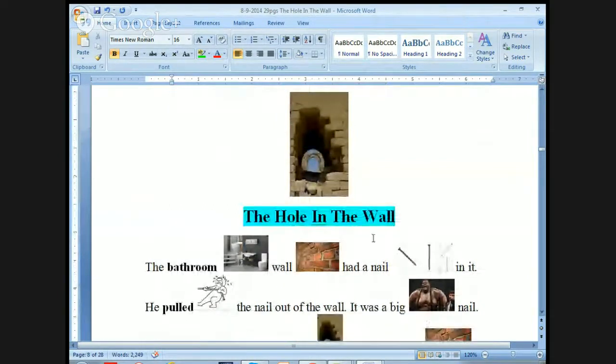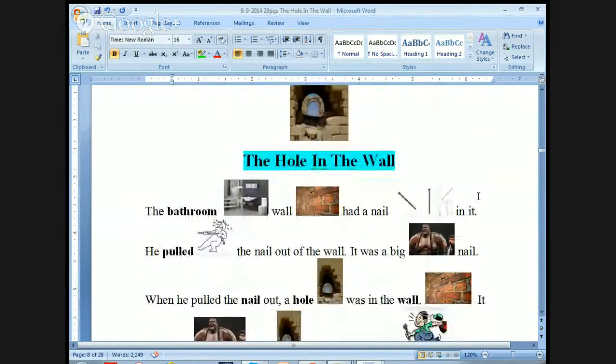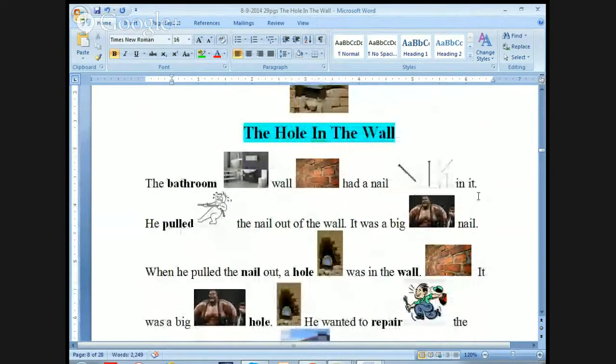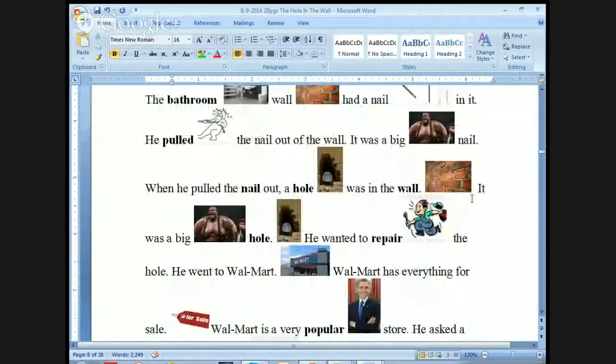The bathroom wall had a nail in it. He pulled the nail out of the wall. It was a big nail. When he pulled the nail out, a hole was in the wall. It was a big hole. He wanted to repair the hole.